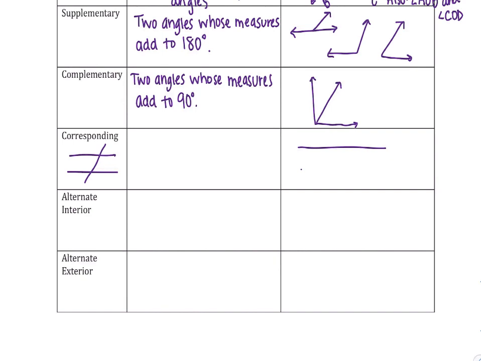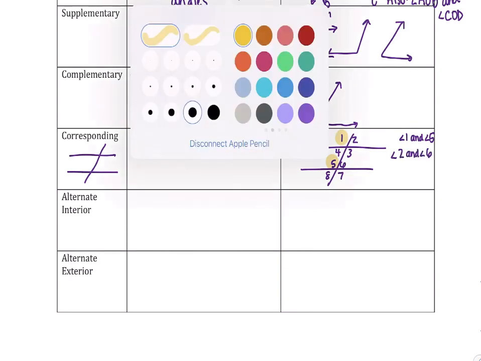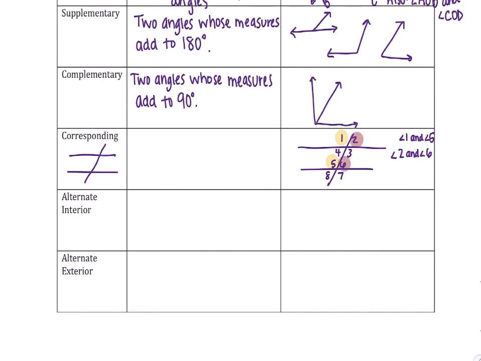So for example, if I have parallel lines and I'm going to number all of these angles that are formed, you'll see that there are 8 angles formed with the parallel lines and the transversal. Your corresponding angles would be angle 1 and angle 5, because those are in that top left position. Angle 2 and angle 6 would also be corresponding because they're in the top right position. Angle 4 and angle 8 would be corresponding, and angle 3 and angle 7 would be corresponding.